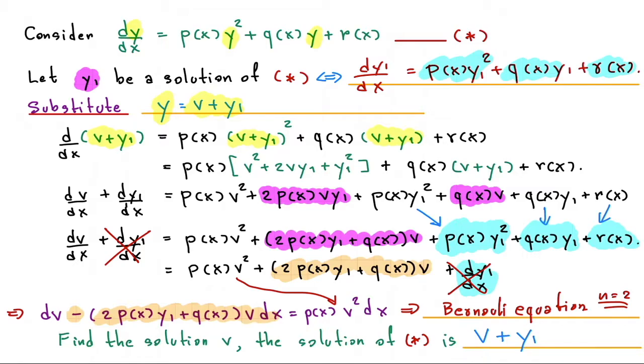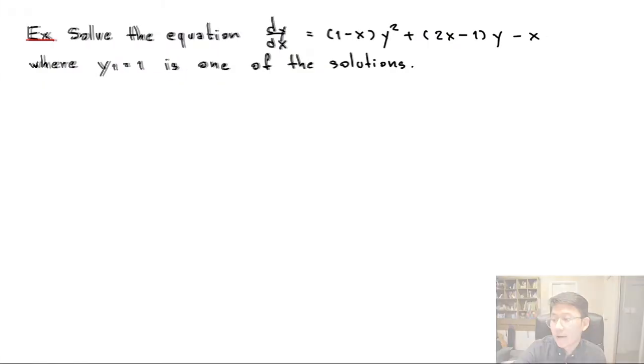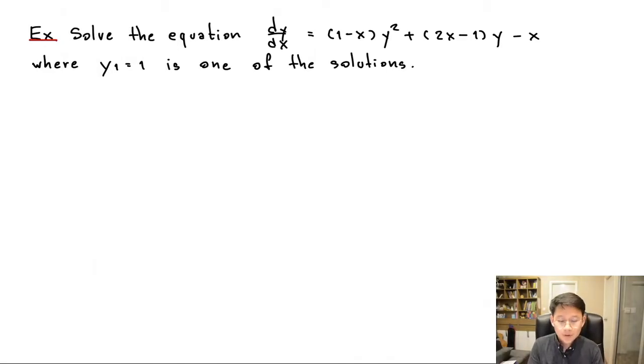Okay, so let me sum it up. First, when you see this equation, you substitute y by v plus y1. After that, you will end up with this equation. You can solve that equation for v, and after that the solution would be v plus y1. Okay, let's look at an example. Here, see, we have that y1 equals 1 is one of the solutions.